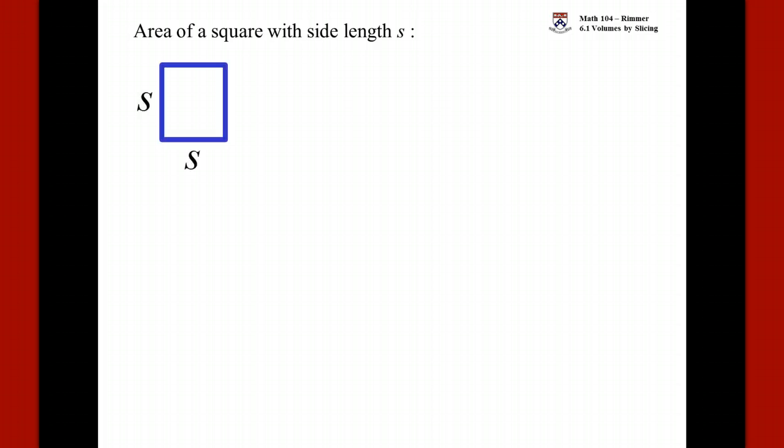First up, let's look at the area of a square. If the side length is s, then the area of the square is just going to be s squared. No mystery there.